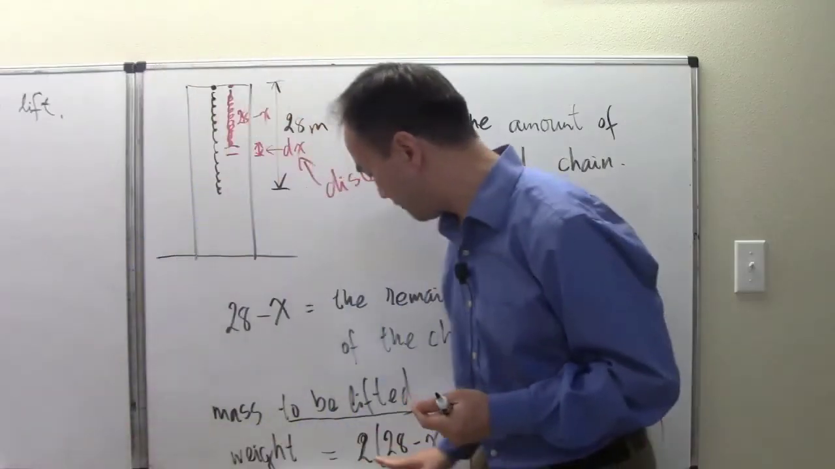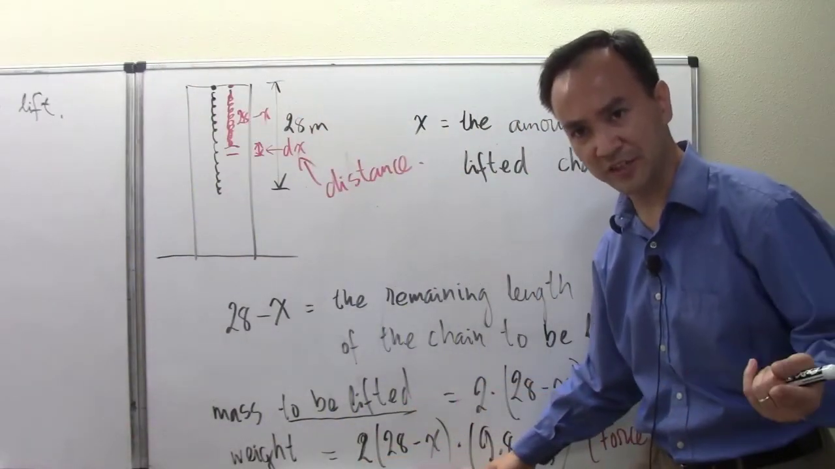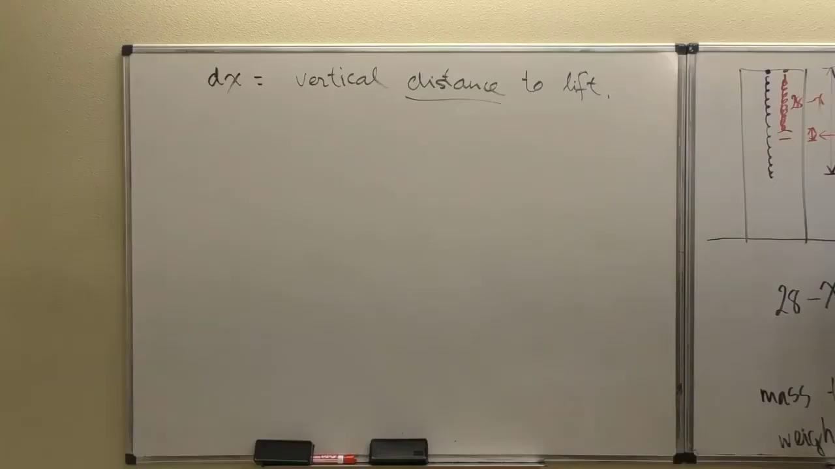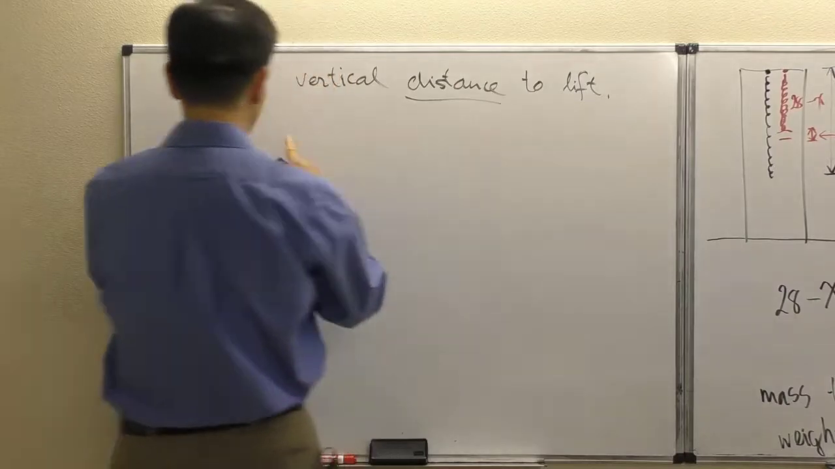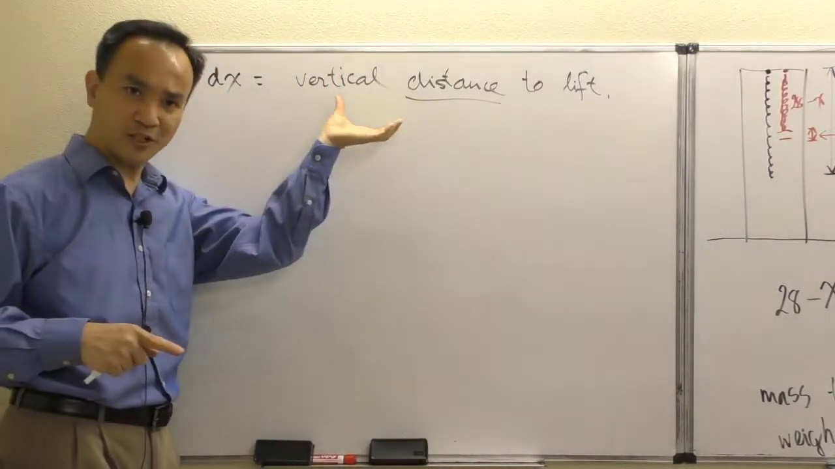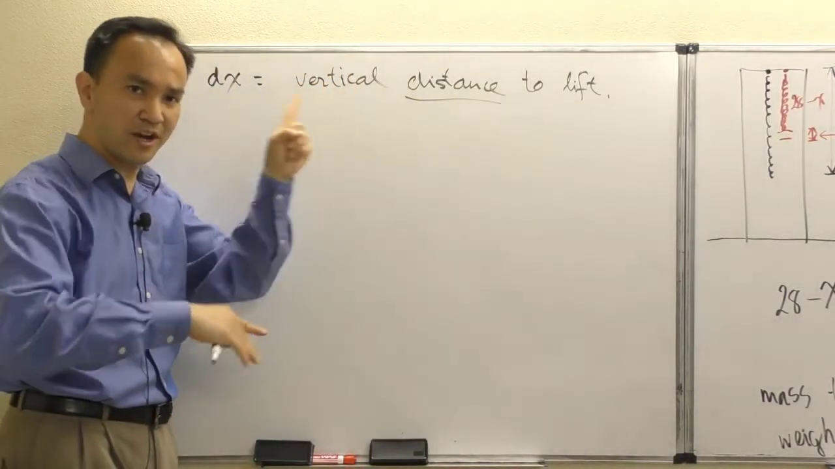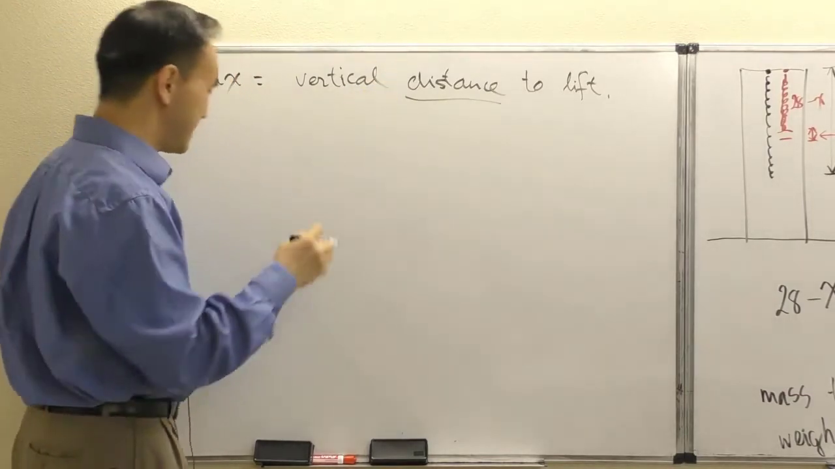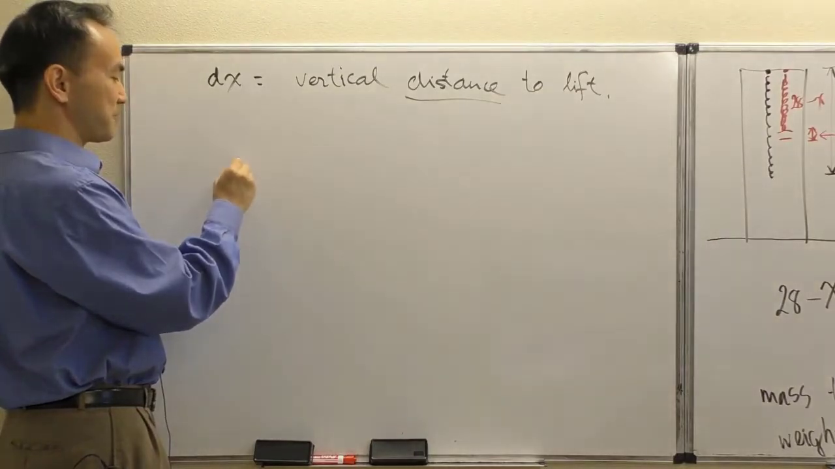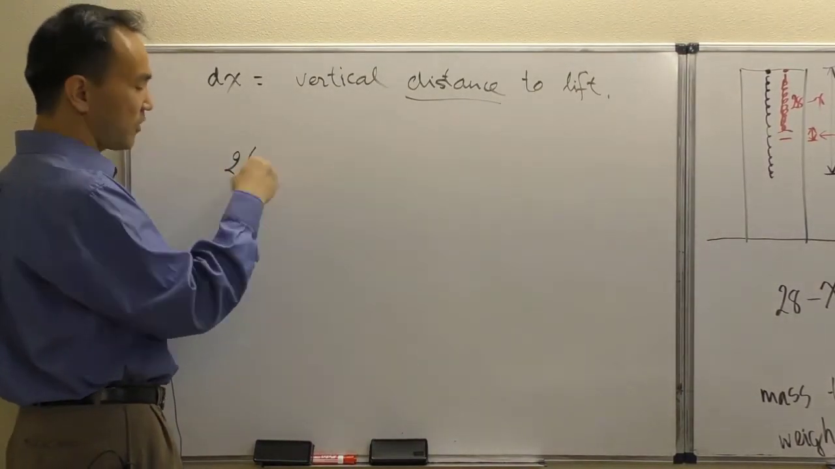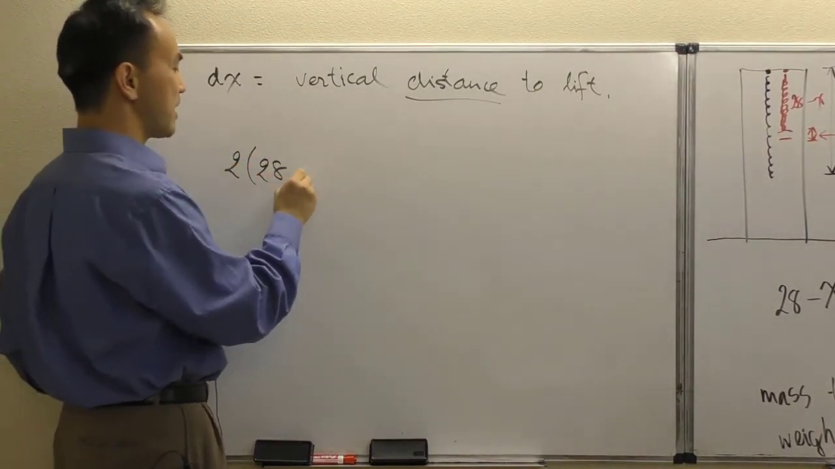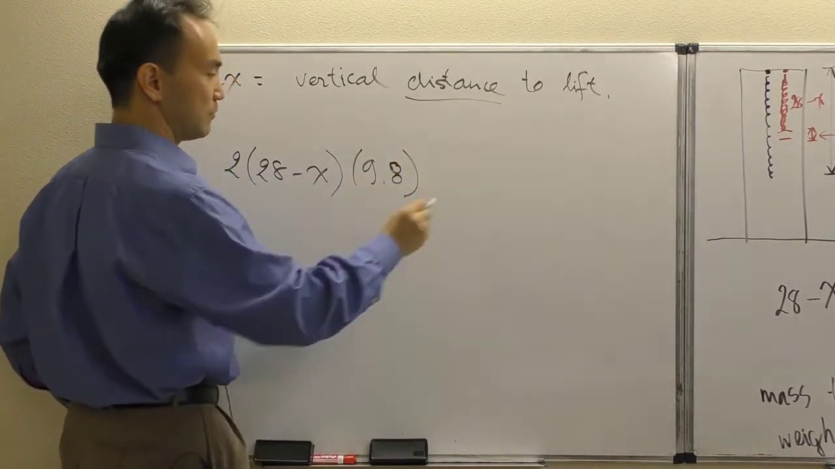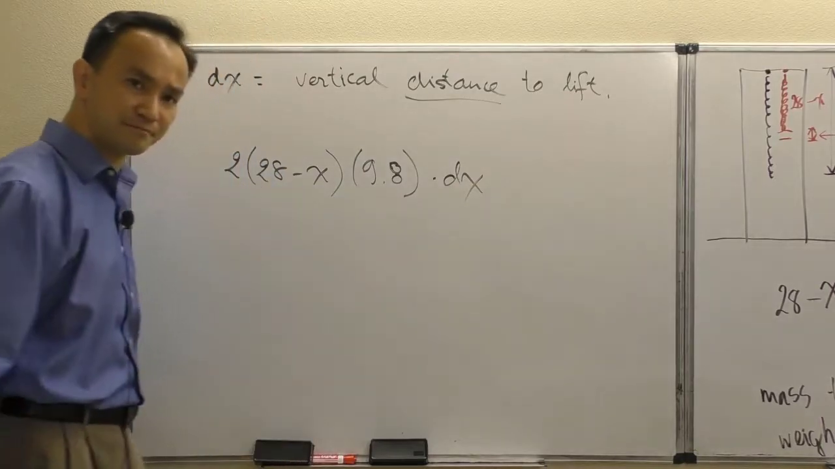We know how much force we need to exert on our remaining length of the cable right here. And so as we exert force to move our remaining length of the cable an infinitesimally small distance vertically up, then now we can multiply force, 2 times 28 minus x times 9.8, this is force, multiply with dx right here.